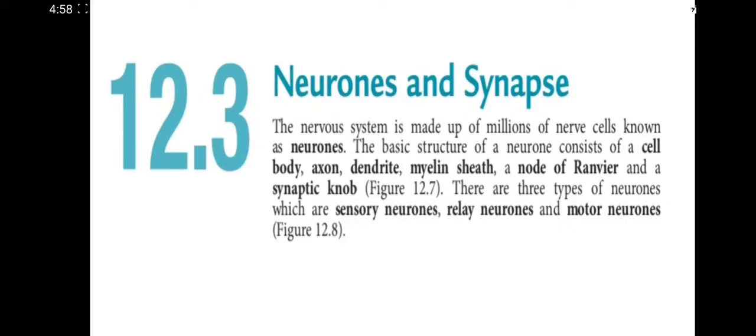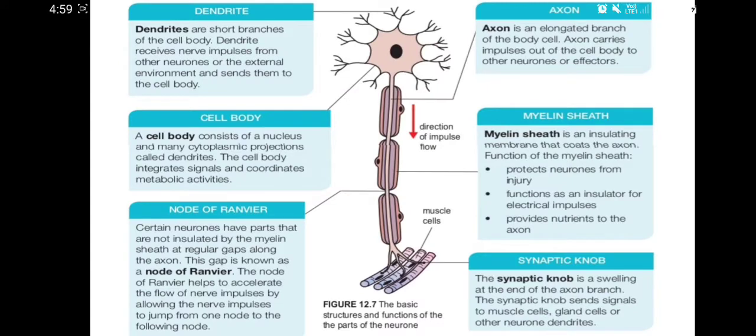This is Biology Form 4, Chapter 12, 12.3, Neurons and Synapses. Our nervous system is made up of millions of nerve cells known as neurons. Nerve cells are neurons. So, we must know the basic structure of a neuron. They consist of cell body, axon, dendrite, myelin sheath, node of Ranvier, and also synaptic knob. And there are three types of neurons: sensory neurons, relay neurons, and also motor neurons. So, we look at the basic structure and the functions of the parts of a neuron.